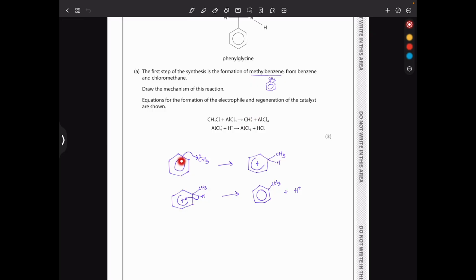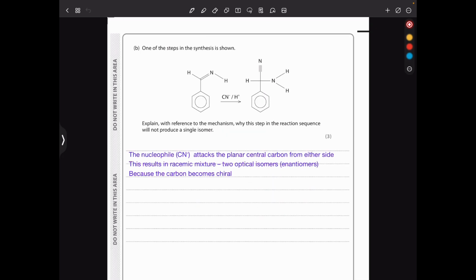So we start off with the ring giving electrons to the electrophile, and then the electrophile attaching, and then the hydrogen displayed with a half ring and then the positive charge inside. Then this bond breaks to return the electrons as the hydrogen goes away, creating the final product, which is methylbenzene. In part B, they say one of the steps in the synthesis is shown.